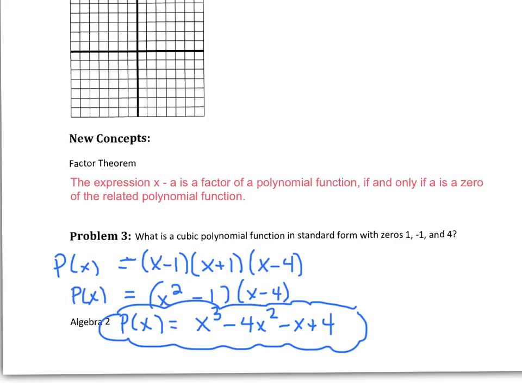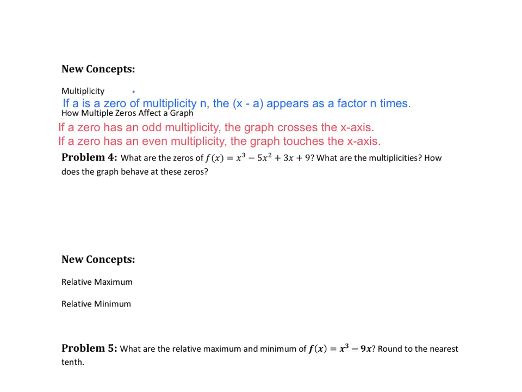So what Ms. Hatfield was doing is she was using the factor theorem to come up with her factors. Okay, so now let's go over a couple new concepts. The first one we want to talk about is multiplicity, and it says if a is a zero of multiplicity n, then x minus a appears as a factor n times.